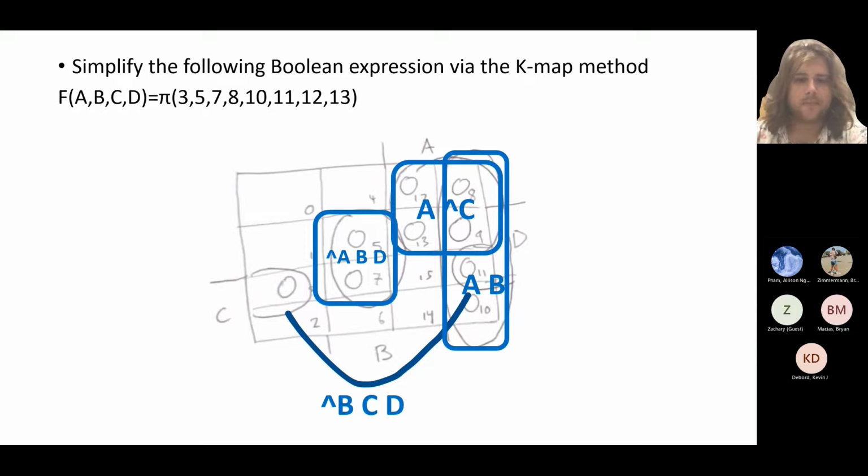This one, it's not A, it's also B, and it's also D. And finally, this last one is a wraparound, which students often miss because all the sides of the K-map are connected. So this one is not B, this one is C, and it is also D.